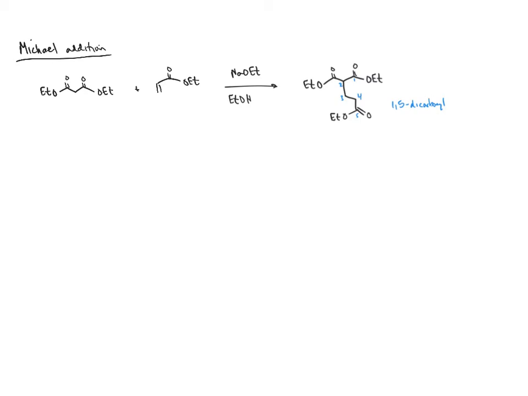Of course, what is that electrophile? That electrophile is the alpha-beta unsaturated carbonyl. So how does this reaction work? Well, if we react ethoxide with our dicarbonyl, we're going to get a deprotonation. So we're going to get deprotonation to give us an enolate.